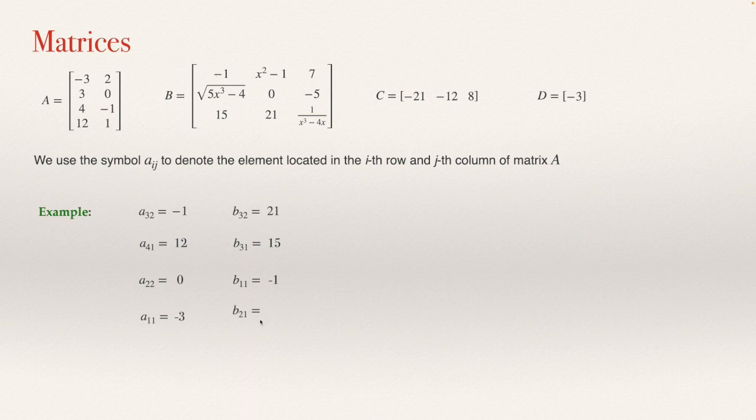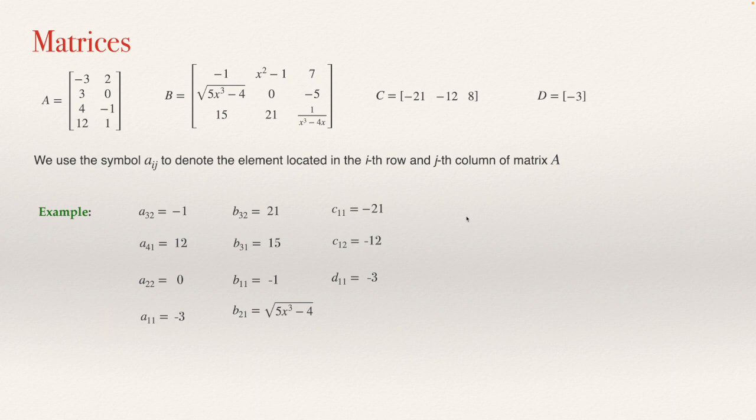And what about B21? It will be the element in matrix B that is in the second row and first column. So it will be this square root of 5x cubed minus 4. And what is C11? C11 is negative 21. And C12 will be this negative 12. And what about this D11? Okay, this will be negative 3. There is no other element in D than D11.